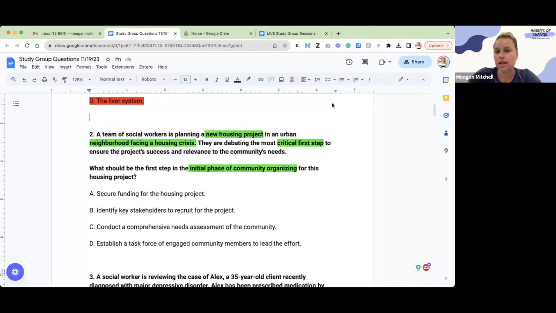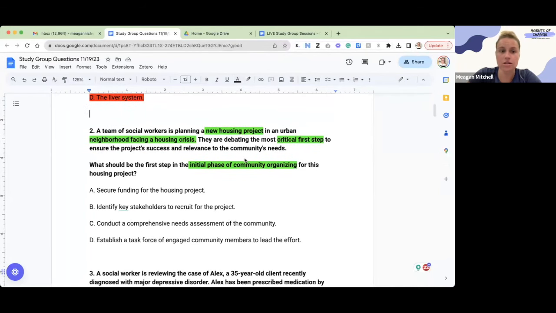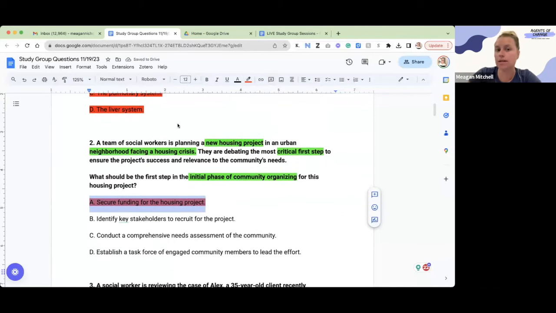Okay. Let's go ahead and start using process of elimination for this one. I always like to say, some of these will come later in the process, but they're not the starting point. And one thing that we would not start with is securing funding. Why would we not start with that first? We need funding, right? But why is that not the first step?